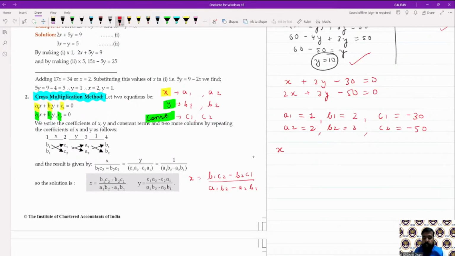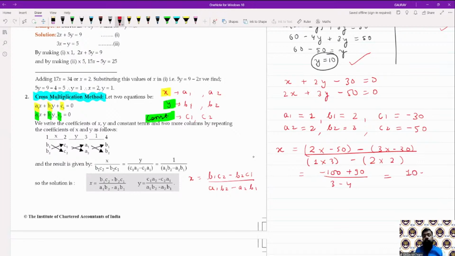Now, if we have to calculate the value of x, we have to put this in the formula. So what is the formula? B1 C2. So what is B1? 2, and C2 is minus 50. Minus B2 C1. B2 is 3. C1 is minus 30. Upon A1 B2. A1 is 1. B2 is 3. Minus A2 B1. A2 is 2. B1 is also 2. Now let's solve them. Minus 100 plus 90 upon 3 minus 4. So we are getting x is equal to 10. So if we apply this formula, we can directly calculate the value of x.